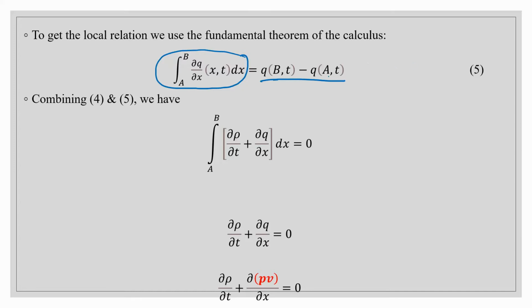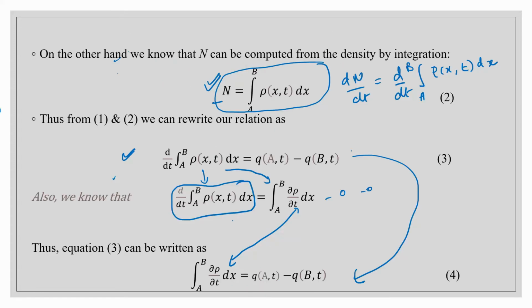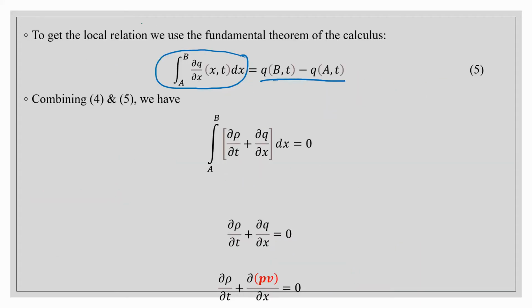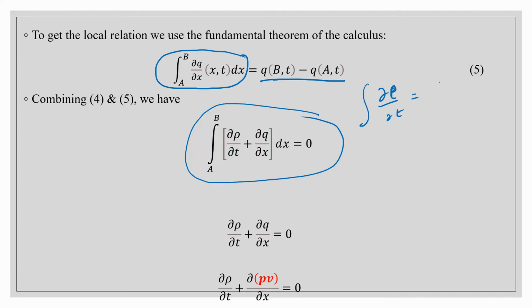Now just see this equation number 4, the difference over here is the minus sign. Over here it is QA minus QB, that is the flux inflow minus outflow. Here I am having outflow flux minus inflow. So I can combine equations number 4 and 5 as this, right? Because my del rho by del t will be equal to minus del q by del x, right? And then I can write this as equation number 6.